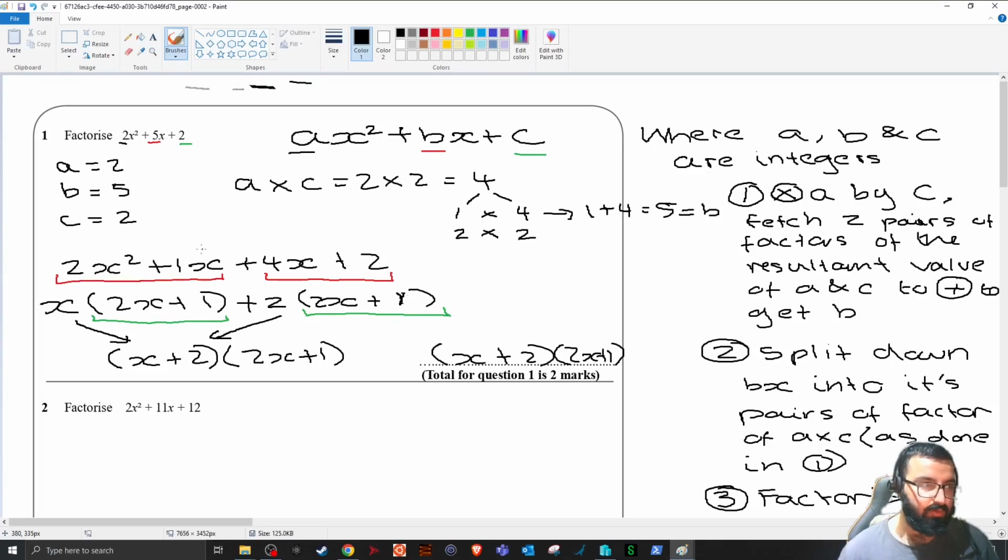So again, just to reiterate what we're doing, we are multiplying A by C, finding two pairs of factors to get the resultant value of A times C, but add to get B, which is 5, and they have to satisfy both conditions in order for us to split down this expression into a much longer expression as given here, and split down the expression itself into two linear expressions factorized individually, and grab the outer pairs of factors into its own brackets, and grab the other linear expression and use that as the final answer. So it'll be x plus 2 brackets 2x plus 1.